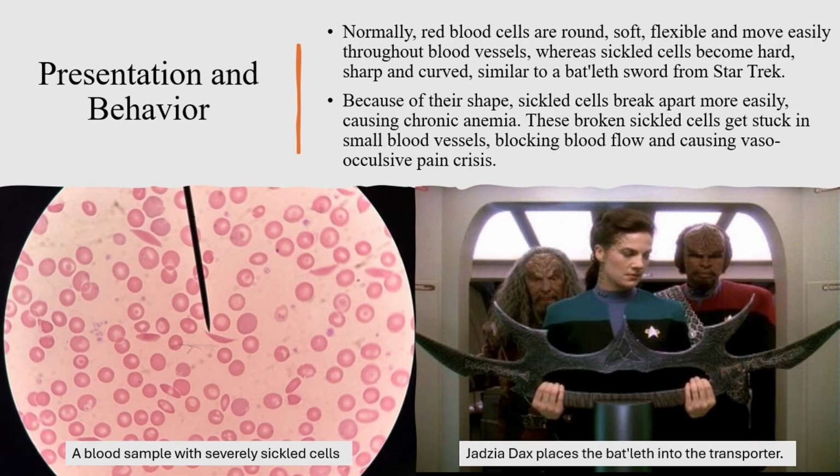Because they're stiff and fragile, these sickled cells tend to break apart much more easily, which leads to chronic anemia. And when they don't break, they get stuck. These cells block small blood vessels, stopping oxygen from getting through. That blockage is what causes the severe pain episodes known as vaso-occlusive crises. And on the left, you can see a blood smear showing just how different sickled cells look compared to normal ones. And on the right, that is the bat'leth sword I referenced from Star Trek.